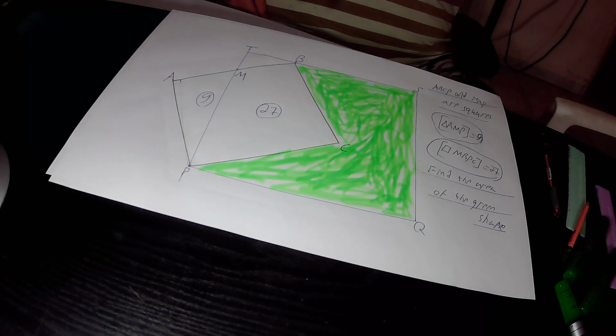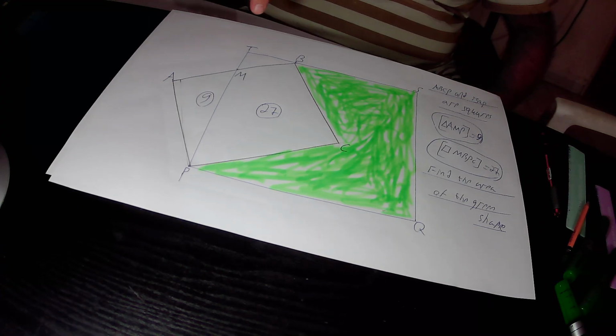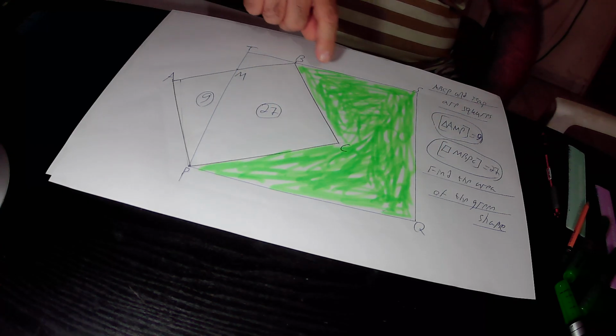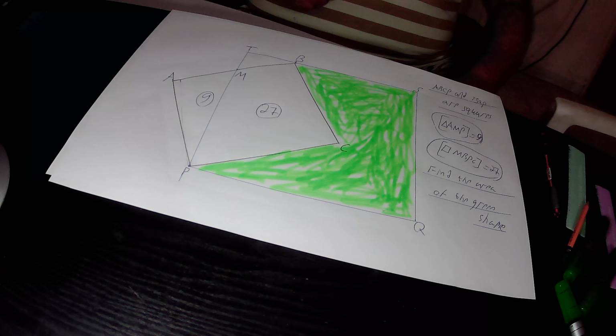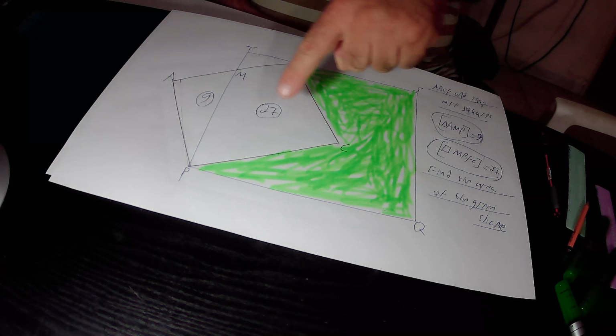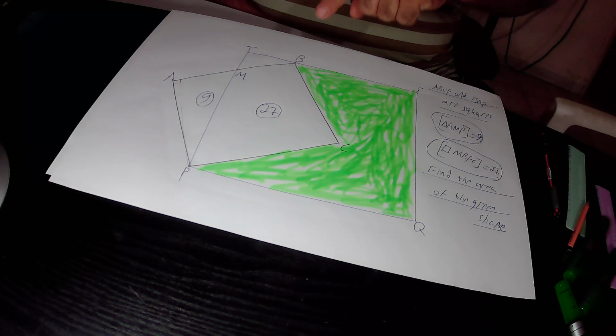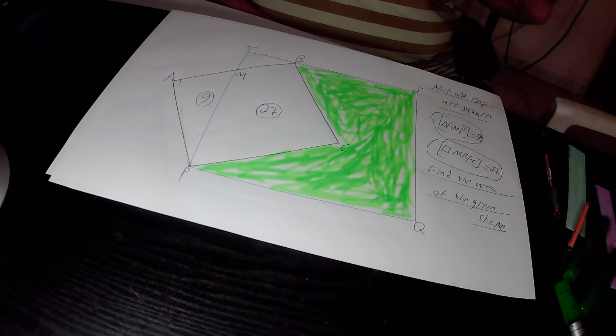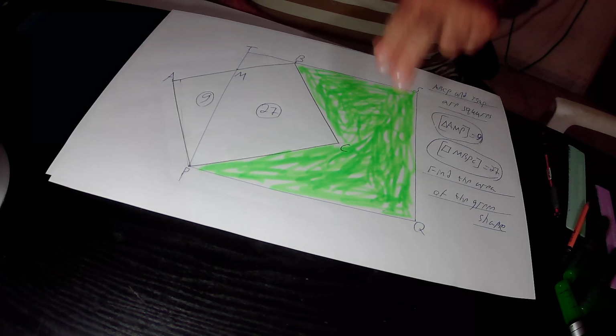In the drawing we have two squares. This is the big square TSQP and this is the small square ABCP. In addition, we have quadrilateral MBCP equal to 27 square units in its size, and this is triangle AMP equal to 9 square units in its size. Again, our task is to find out the area of this green shape.